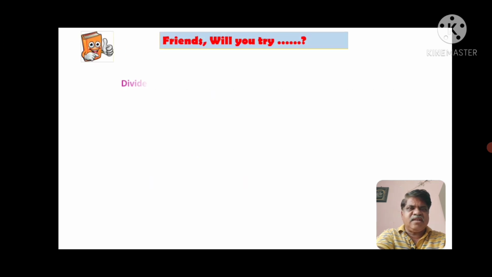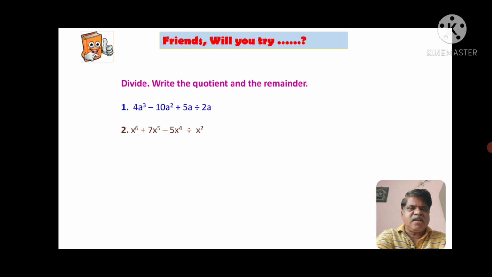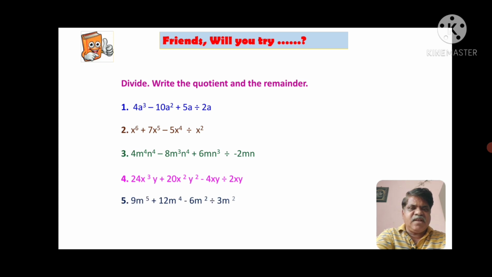Friends, will you try these problems? Divide and write the quotients and the remainders. Number 1: 4a cube minus 10a square plus 5a divided by 2a. Number 2: x raised to 6 plus 7x raised to 5 minus 5x raised to 4 divided by x square. Number 3: 4m fourth n fourth minus 8m cube n fourth plus ... minus 4xy divided by 2xy. Fifth one: 9m raised to 5 plus 12m raised to 4 minus 6m square divided by 3m square.